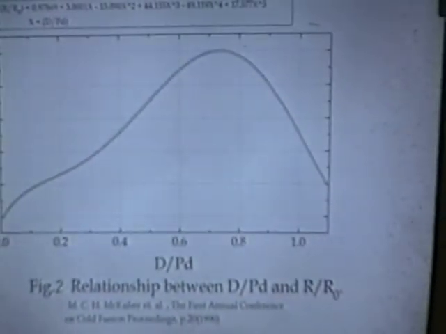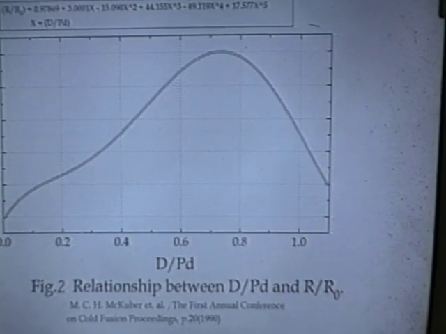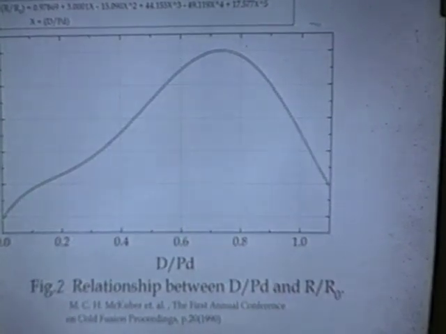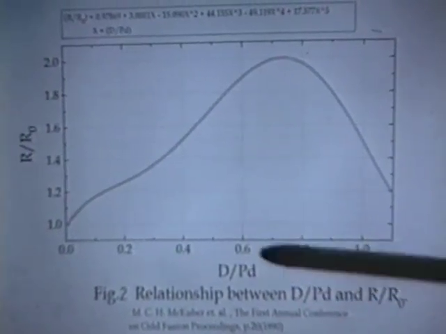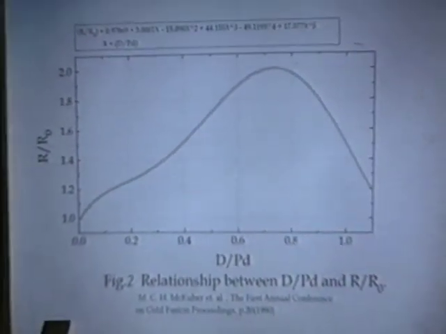To convert the resistivity to the loading ratio, we use the St. Kelvin short curve to the SRI group. This shows a relationship between D over Pd and R over R0.